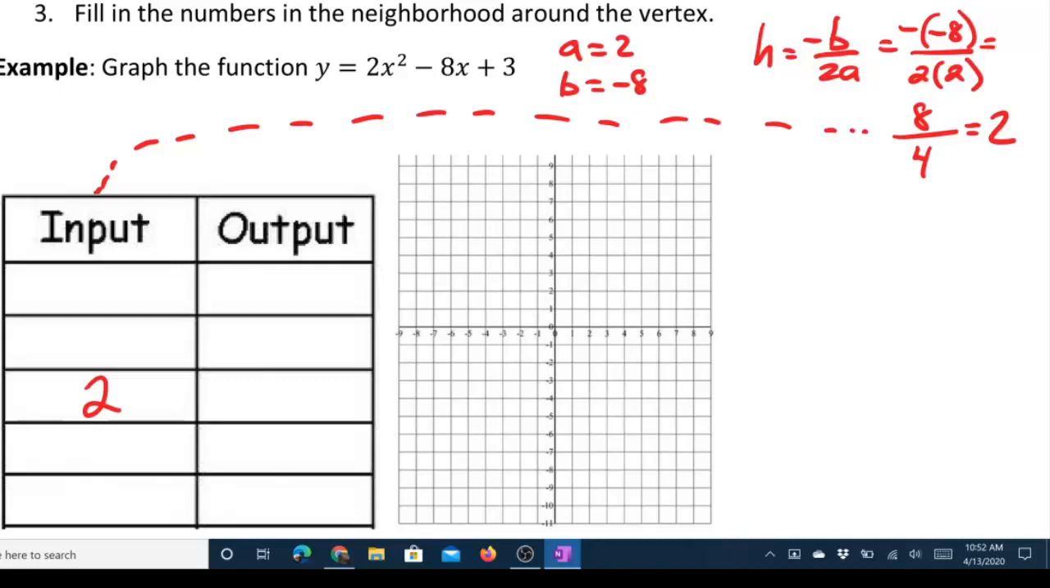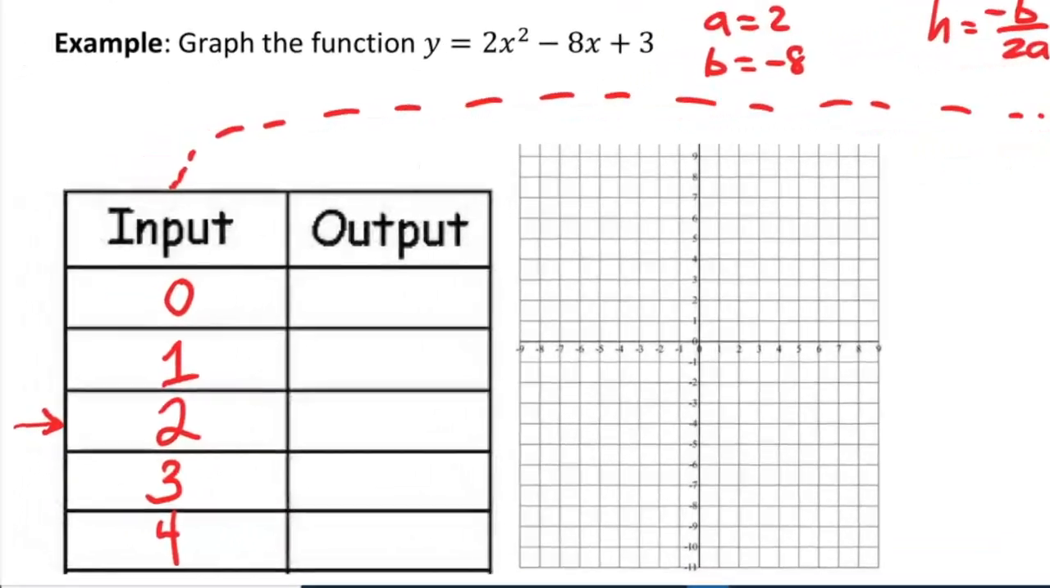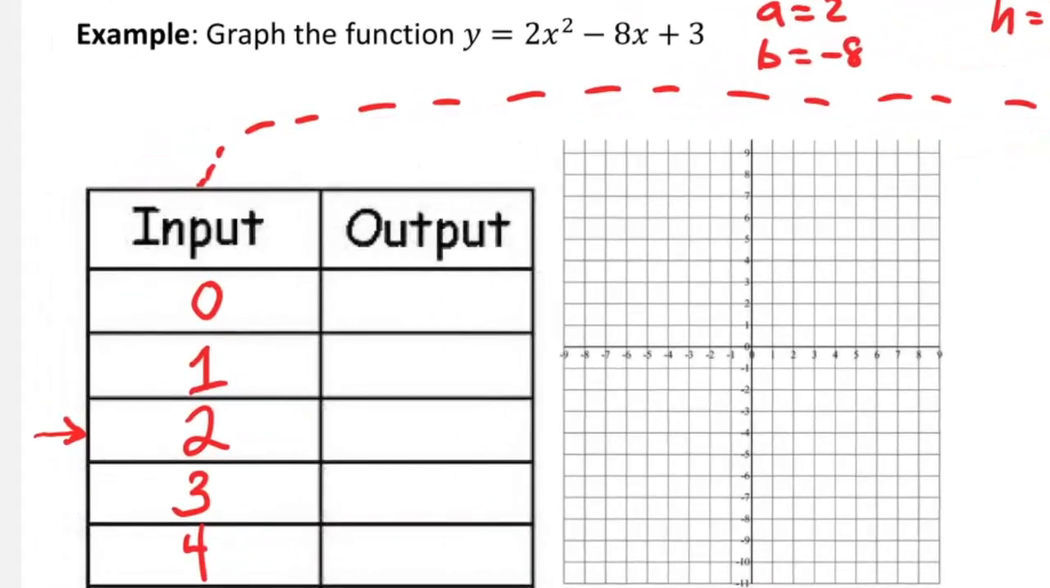And now we're going to fill in a neighborhood around the 2. So obviously there's 1. On the other side there's 3. You have 0. You have 4. We're going to take these 5 numbers, and we chose this middle one special as the vertex number. We're going to take those 5 numbers and substitute them into the equation.